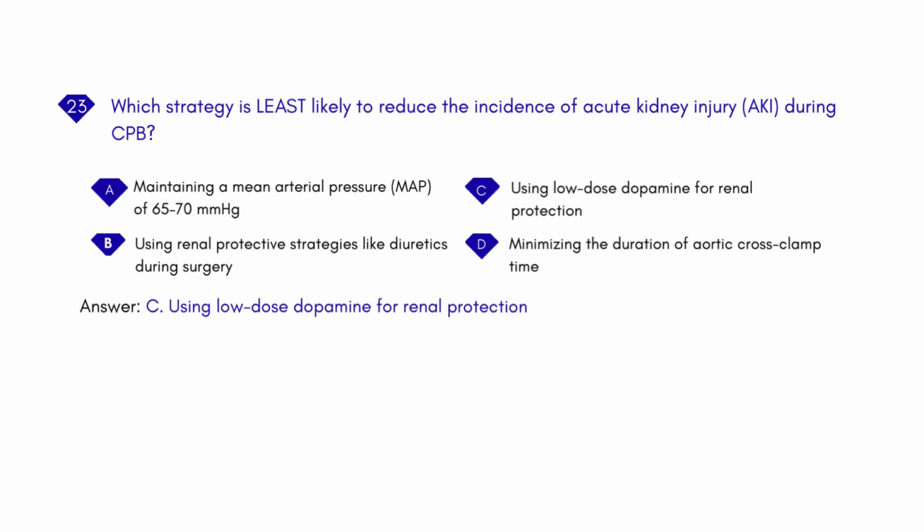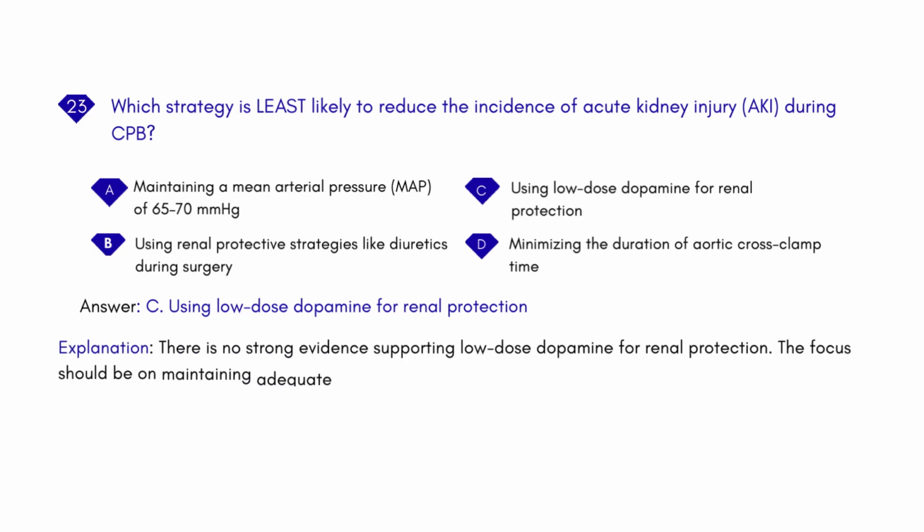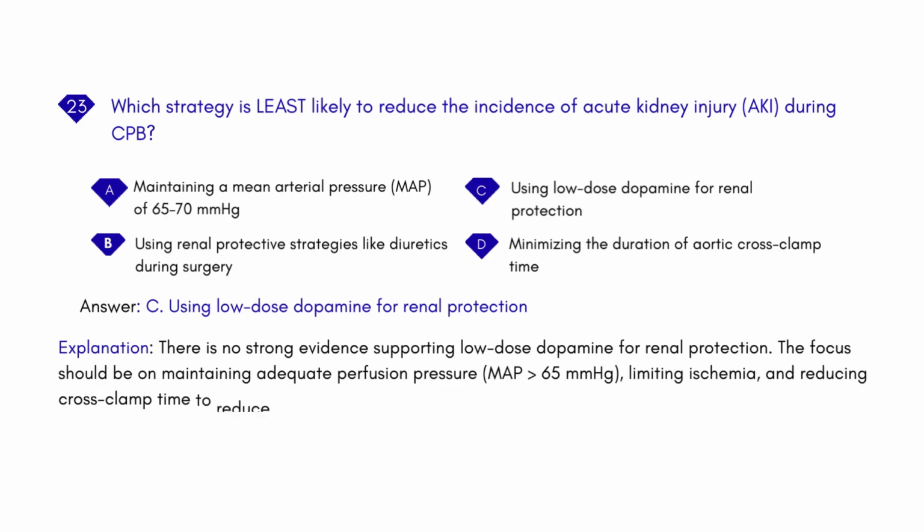Answer: C. Using low-dose dopamine for renal protection. Explanation: there is no strong evidence supporting low-dose dopamine for renal protection. The focus should be on maintaining adequate perfusion pressure, MAP greater than 65 mm of mercury, limiting ischemia, and reducing cross-clamp time to reduce the risk of acute kidney injury, AKI.